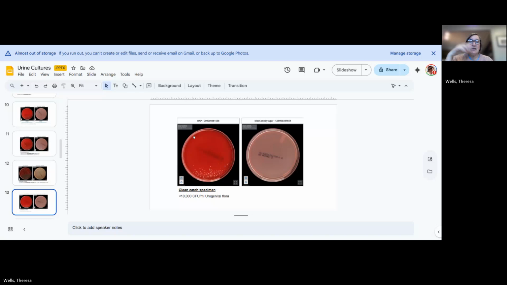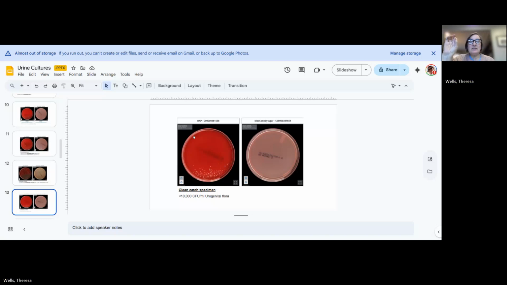Okay. So this is a mixed culture. There's more than one colony type on this plate. Well, first of all, you can see the MacConkey plate is negative. Okay. That gives you a lot of information. The MacConkey plate is no growth. You are not growing most of your gram-negative bacilli. Okay. That means most of what you're growing on the blood agar plate most likely is going to be gram-positive organisms. Okay. It looks to me that this is mixed.